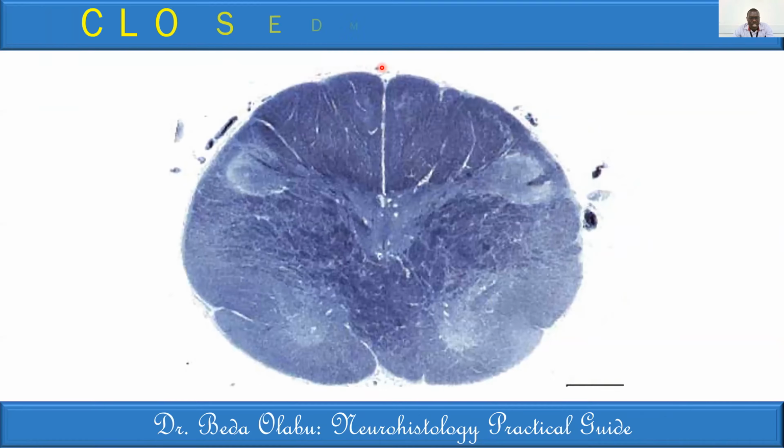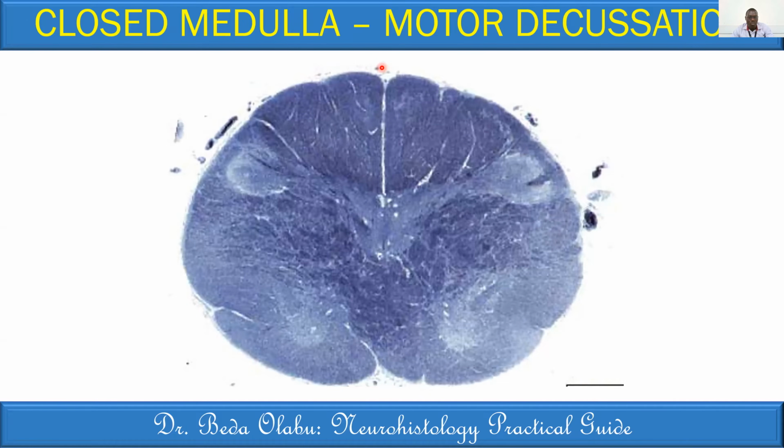Compare with this one, which is now closed medulla, level of motor decussation. Of importance to note is that the butterfly that we expect to see for spinal cord is not coming out clearly. However, we have a truncation of the anterior horn. So there's a nucleus here and there's another nucleus there, and there's white matter in between, truncating them. This white matter truncating them is actually the motor decussation of the pyramids.